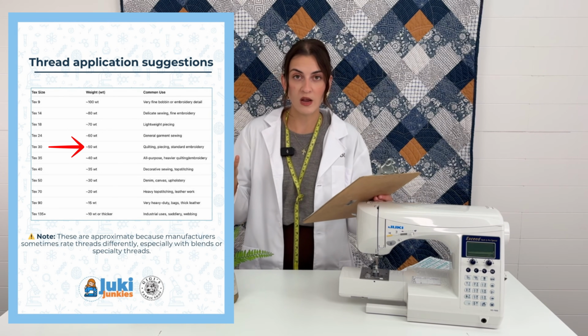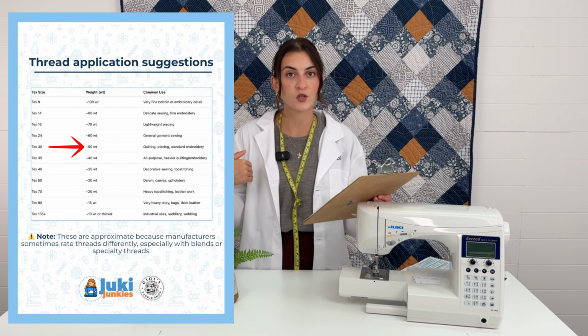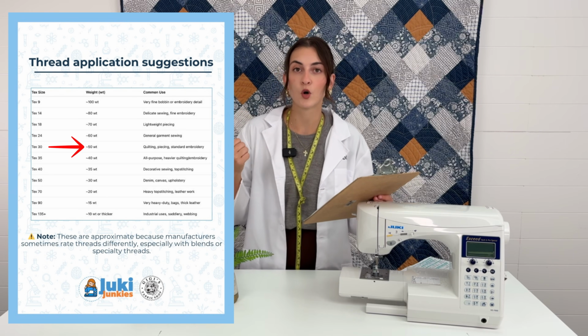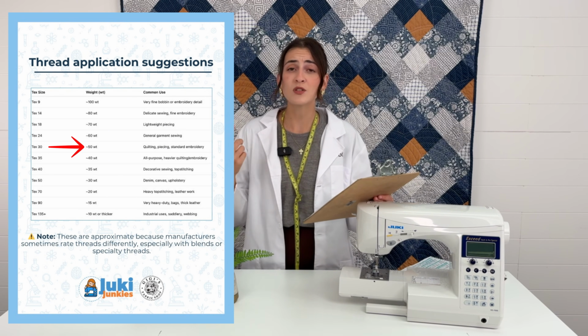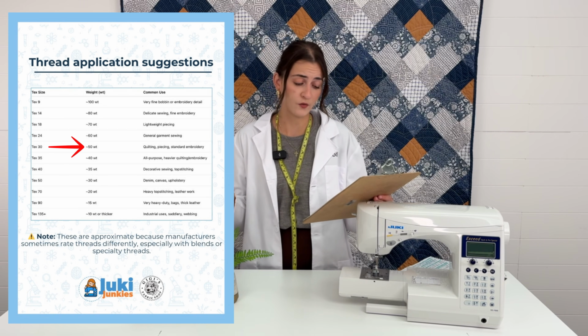Moving on to a 50 weight thread that can come in cotton, which is very common. We have Cairo Quilt, which is our 100% cotton thread that's 50 weight, and that's very commonly used for quilting, piecing. It's almost everybody's all-purpose thread. And that can be used on a wide variety of different things.